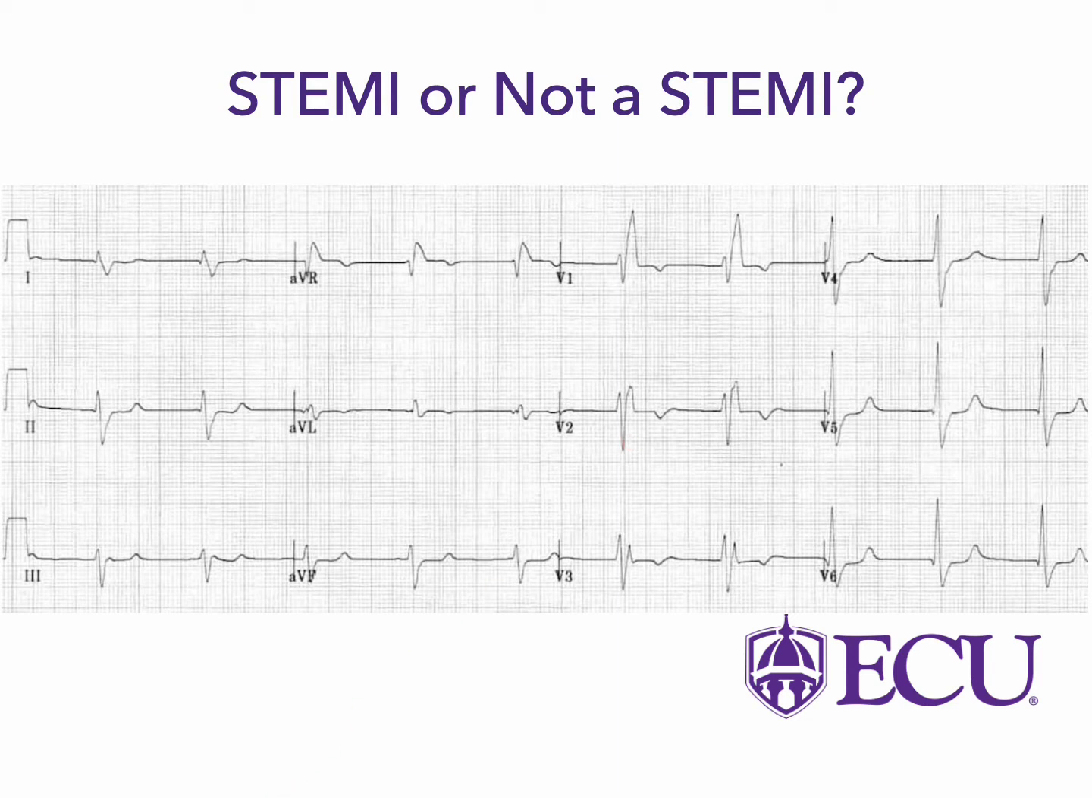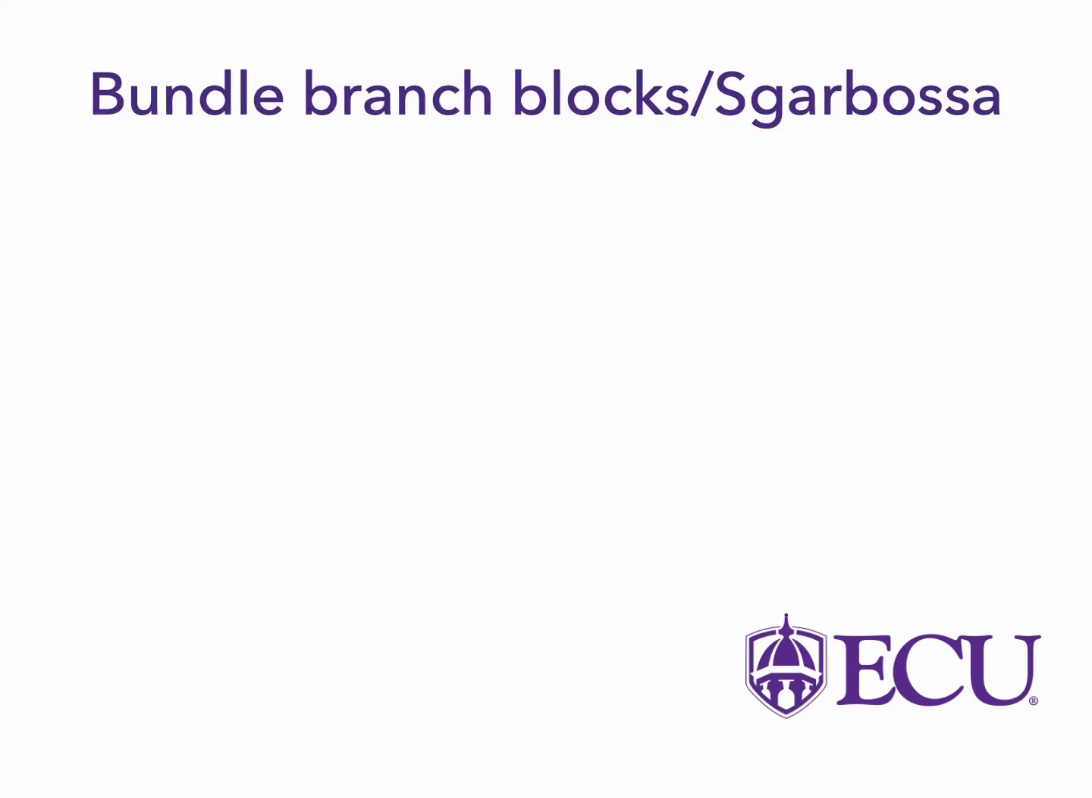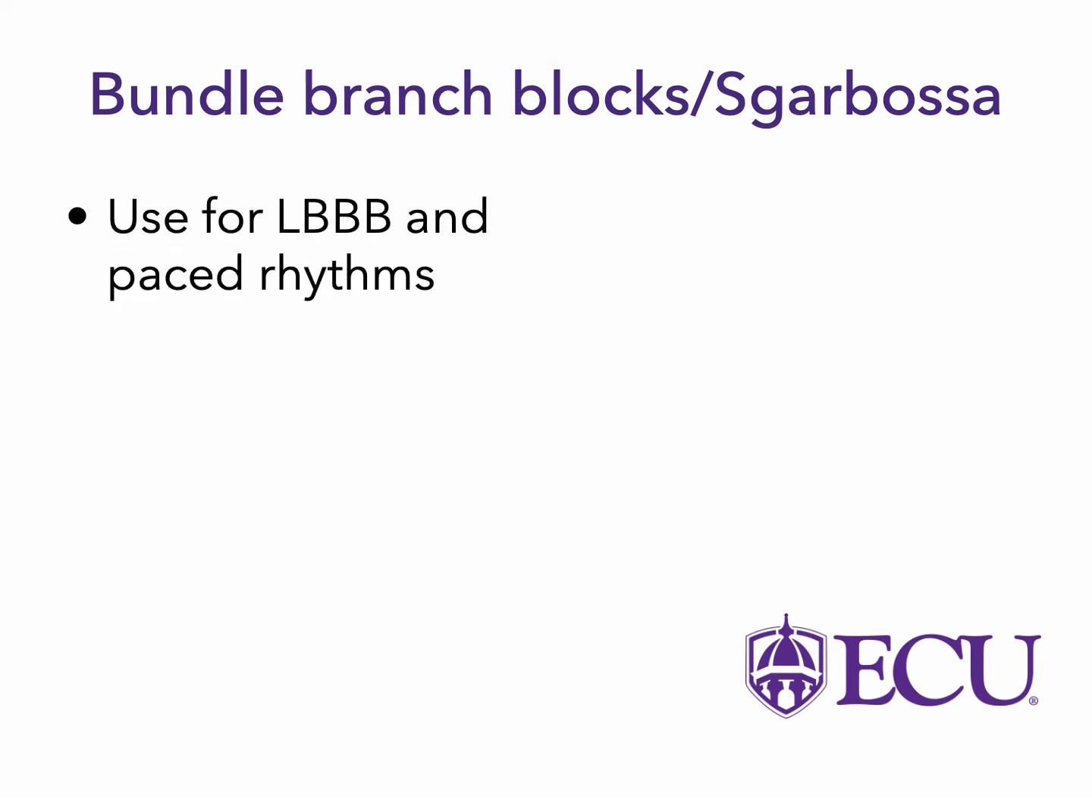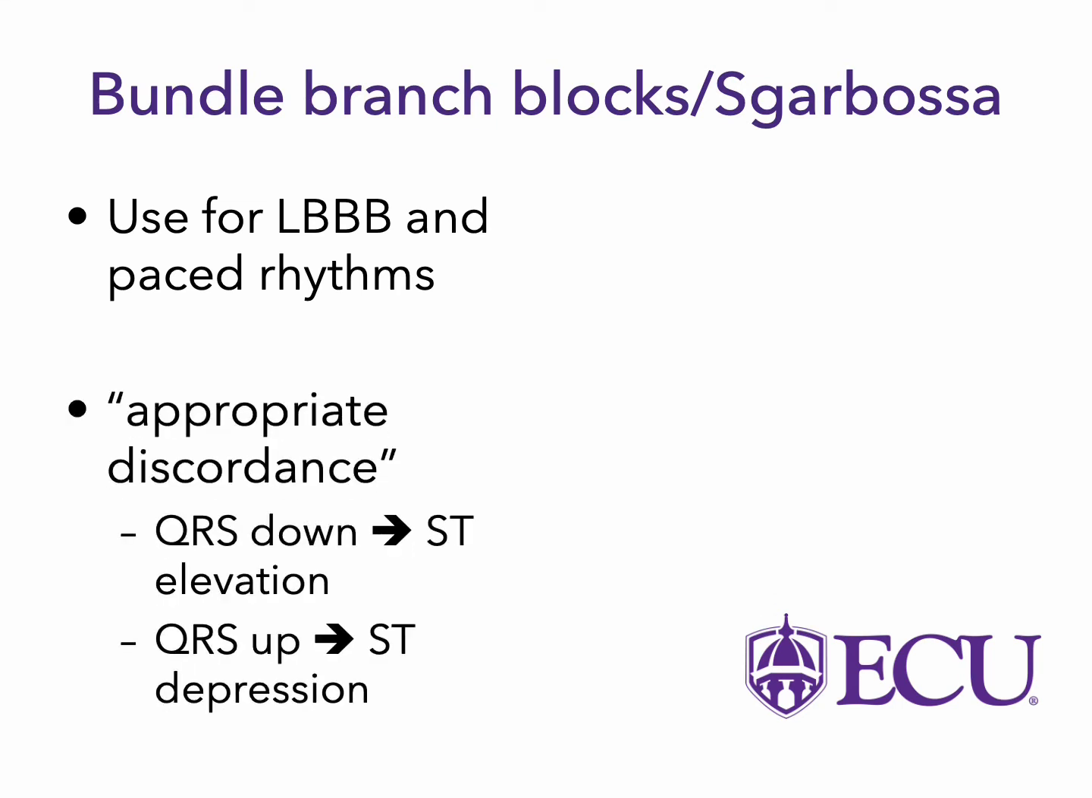So things to keep in mind when we're looking at left bundles and right bundles. So let's get into the nitty gritty a little bit here, looking at bundle branch blocks and Sgarbossa criteria, which I'm sure you've heard about. We're going to use Sgarbossa criteria for left bundle branch blocks and paced rhythms when we're trying to look for STEMI. So patients with chest pain who have these bundle branch blocks or paced rhythms on their EKG, we're going to use Sgarbossa criteria in order to call a STEMI in the field.